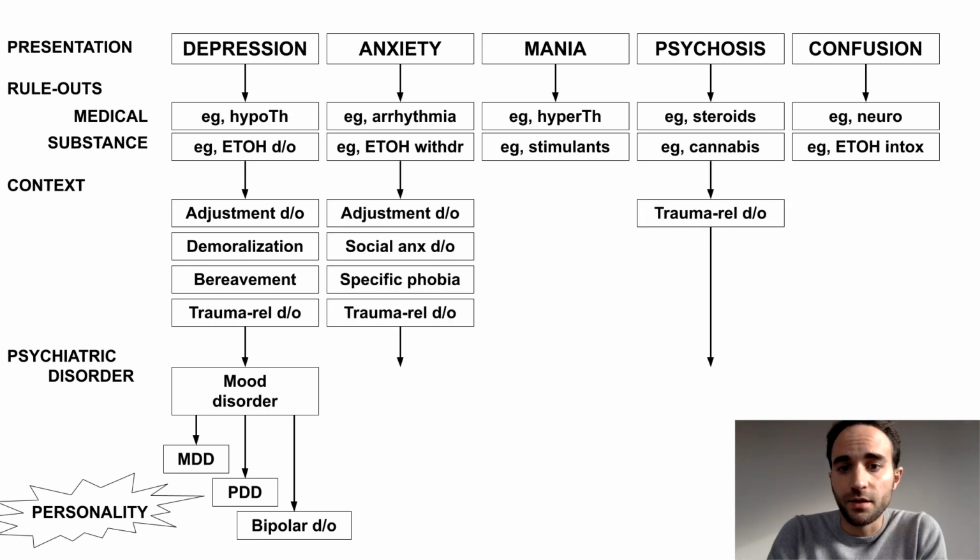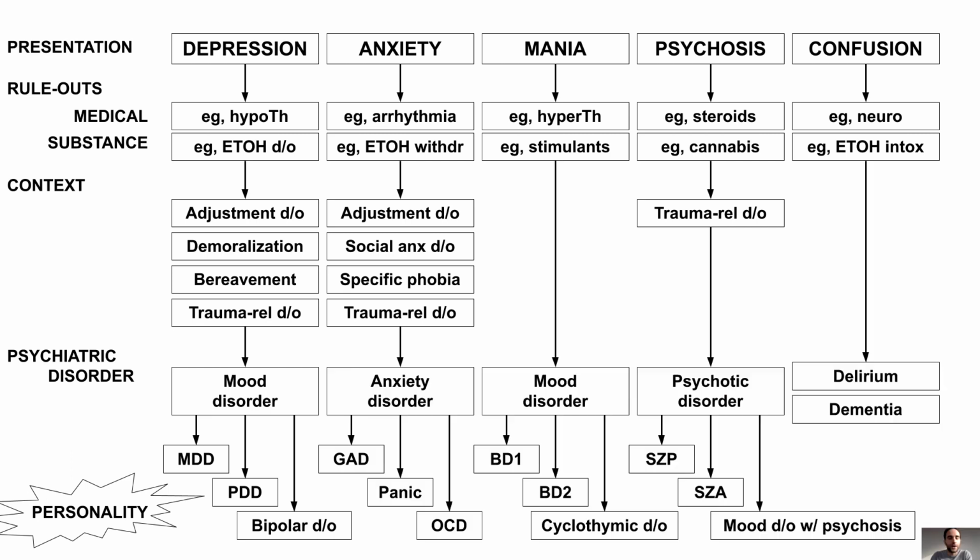For anxiety in particular, it's important to determine if anxiety is limited to specific contexts. For example, if anxiety was solely related to social settings, this would point more towards social anxiety disorder rather than generalized anxiety disorder. Also, anxiety is often a symptom of depressive disorders, adjustment disorders, and trauma or stressor-related disorders. Psychotic-like symptoms as well are often seen in trauma or stressor-related disorders. Finally, as before, if medical-related, substance-induced, and context-related diagnoses have been ruled out, then you can consider a primary psychiatric disorder, such as those displayed here.